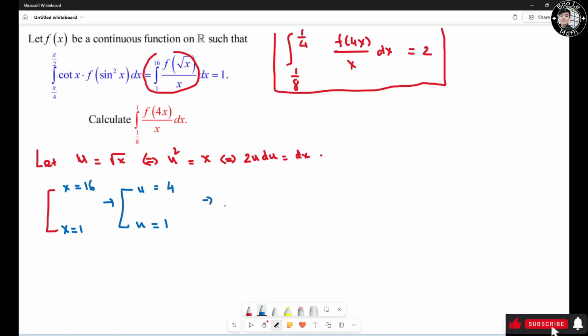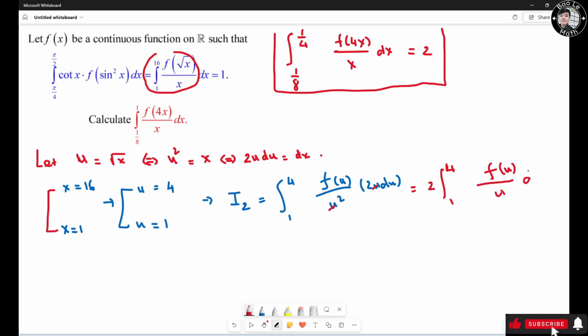So I have the new integral: I2 equals the integral from 1 to 4 of f of u over u squared, and ds is 2u du. Simplifying u squared and u, I have u on the bottom, and I bring 2 to the front. So it is 2 times the integral from 1 to 4 of f of u over u du.